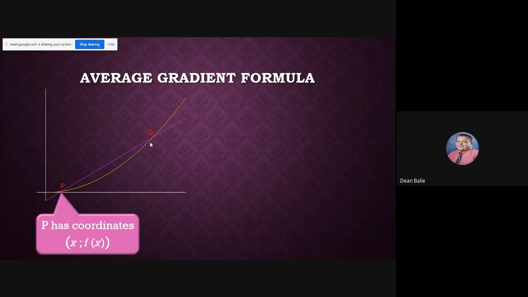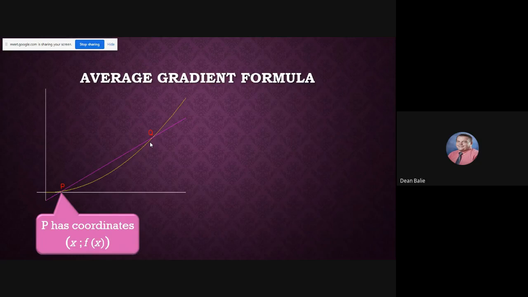There's no difference between saying x and y, okay? I'm just using f at x for demonstration purposes because the formula that we're going to work with, the final formula that we're going to come across tomorrow, is going to be including the f at x. In fact, by the end of the session today, you would have seen that formula that we're going to look at. Okay, so P has the coordinates x and f at x, right? So x is the x value at P, and f at x is the y value at P.